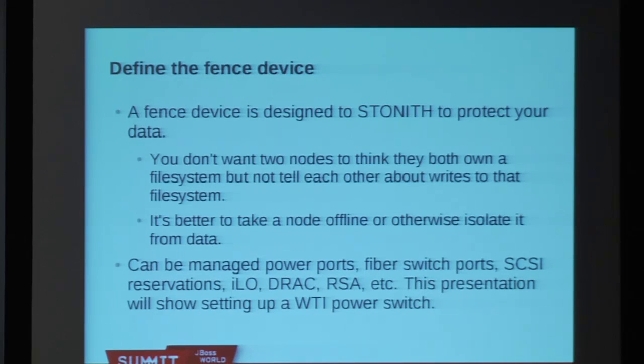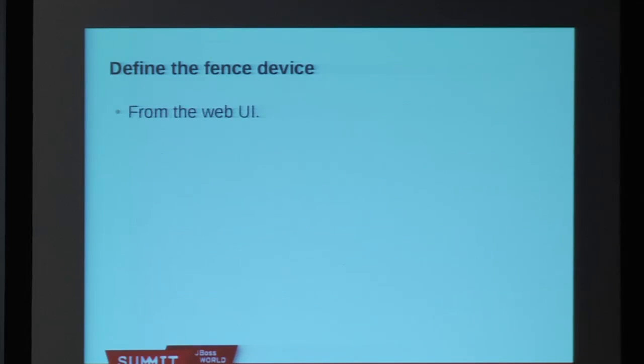Fence devices can be things like managed power ports. I like managed power ports. I want to pull the plug on the other node so I know for sure that it's dead. You can also use fiber switch port management, so you can just turn off the fiber switch or the fiber port. SCSI reservations, HP iLO, Dell DRAC, IBM RSA, etc. For this presentation, we're going to use a WTI power switch. WTI is awesome. You can get them for a very inexpensive price. They're very smart and super reliable. I like them, but all the other ones are viable options.